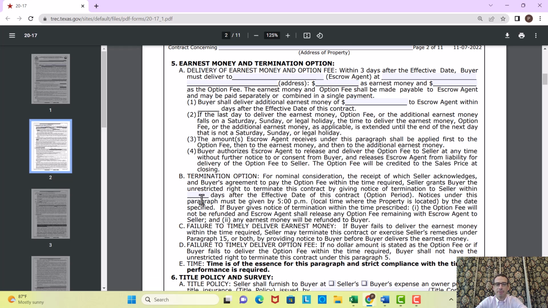5B, termination option. This relates back up to the option fee. So if you're paying a $500 option fee, you may see 10 days of the effective date of this contract. So the buyer would have the unilateral unrestricted right to terminate within 10 days in exchange for paying the $500 option fee.